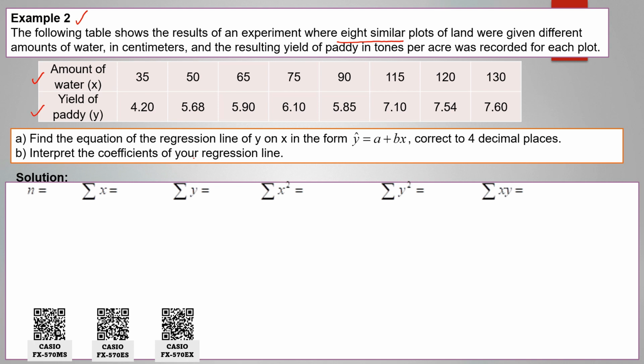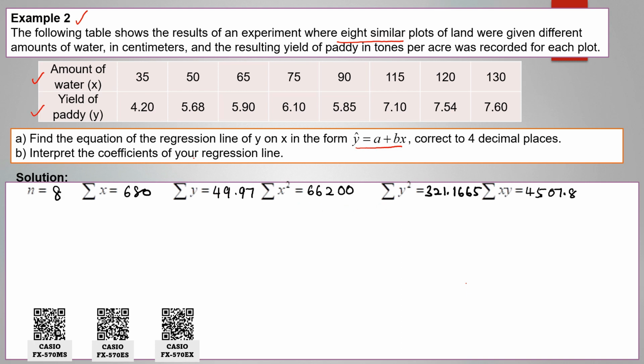The question asks you to find the equation of the regression line of y on x in the form of y hat equals to a plus bx correct to 4 decimal places. And then you need to interpret the coefficients of your regression line. First of all, you need to find all the summation. Please scan the respected QR code below in order to find all the summation. And then list out all the summation.